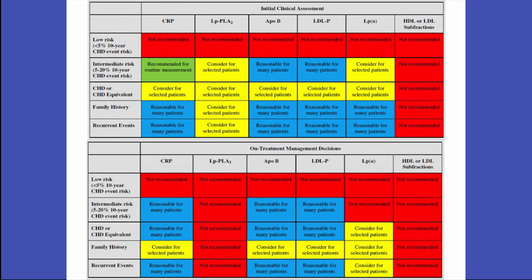In the initial clinical assessment, as you can see, CRP, Lp-PLA2, ApoB, LDL particle number, and lipoprotein little a, and then HDL and LDL subfractions, in general the advanced markers start to get some suggestion for use when there's more than low risk present, particularly along the lines of a family history or recurrent events. Notice that the subfractions weren't recommended by anybody at that time, but there are recommendations across the board here for these advanced measures.